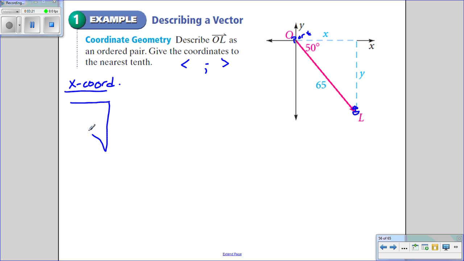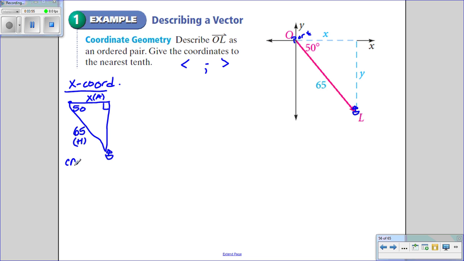Alright? There's a right angle here. This is 50 degrees. This was the port right here. This is where the boat is at currently. And I know the distance from O to L is 65. This is my x-coordinate. Now I'm going to use SOHCAHTOA to figure this out. Okay, so here's the angle. This would be the adjacent leg, and this would be my hypotenuse.